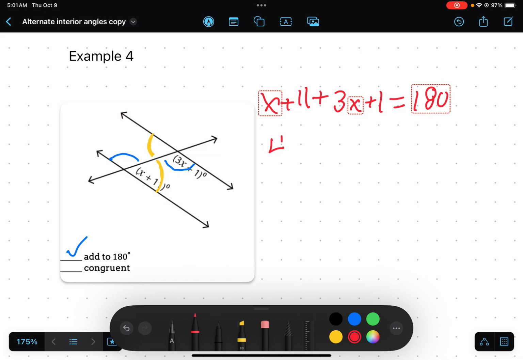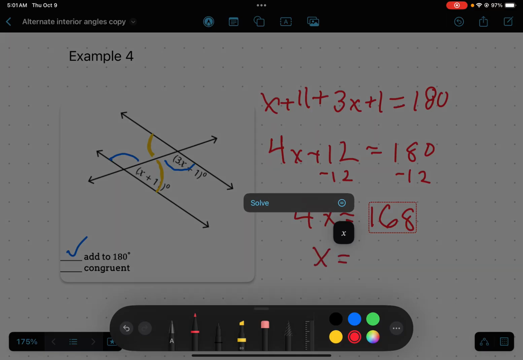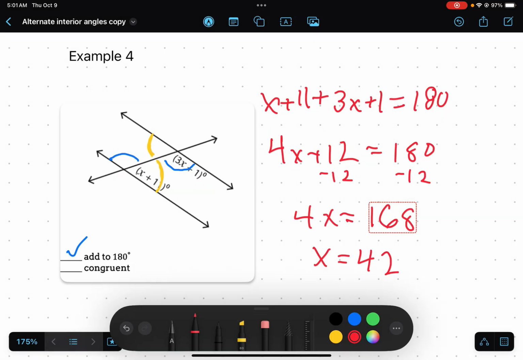So combine like terms, 4x plus 12 equals 180. 4x equals 168. So x equals 42. So that's our process. Make sure you get good at noticing the alternate interior angles, and then from there you can figure out which angles are congruent and which add to 180.